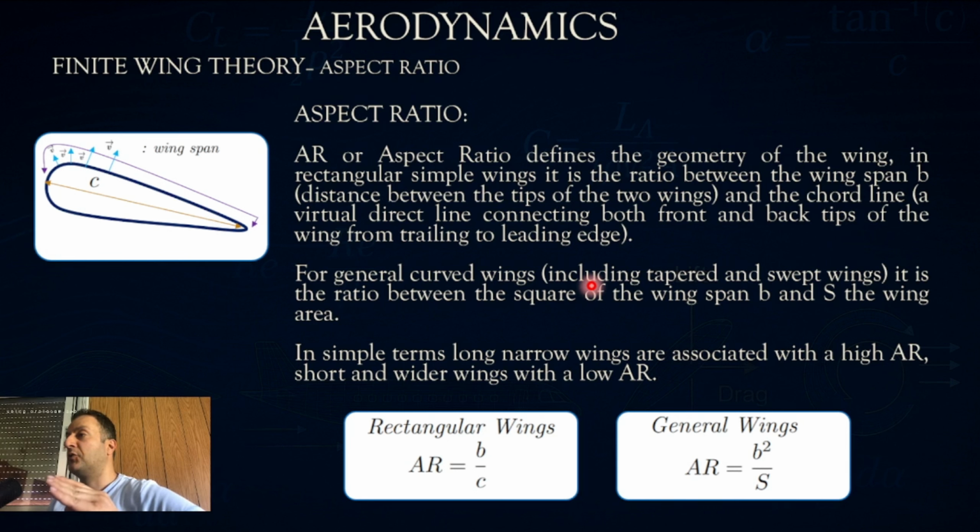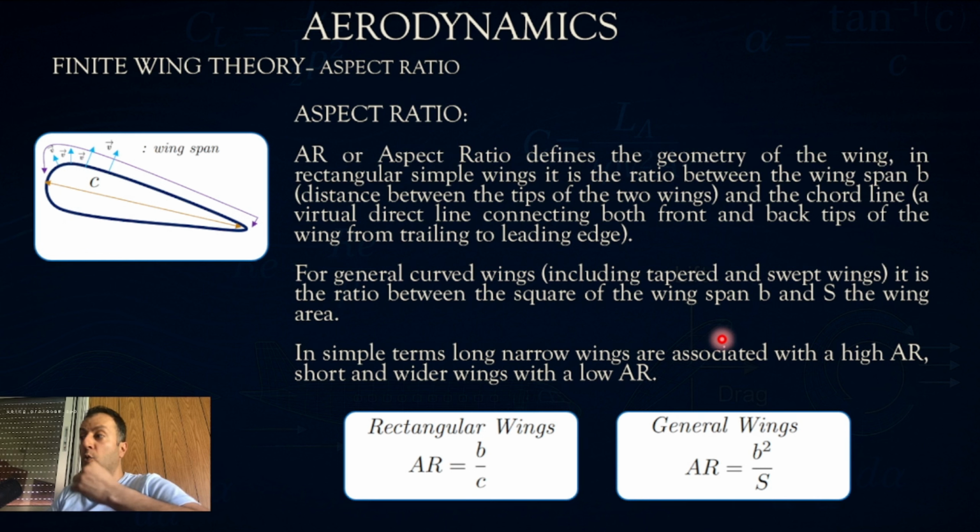But for general curved wings, including tapered and swept wings, it is the ratio between the square of the wingspan divided by the wing area. In simple terms, the aspect ratio for a rectangular wing is b divided by c, b being the wingspan, the distance between the two tips of the two wings, divided by the length of the chord line, because that chord line has a fixed value for rectangular wings. Rectangular being the shape: if you look from above the airplane, you see a rectangular wing, having the same distance between the trailing and leading edge.